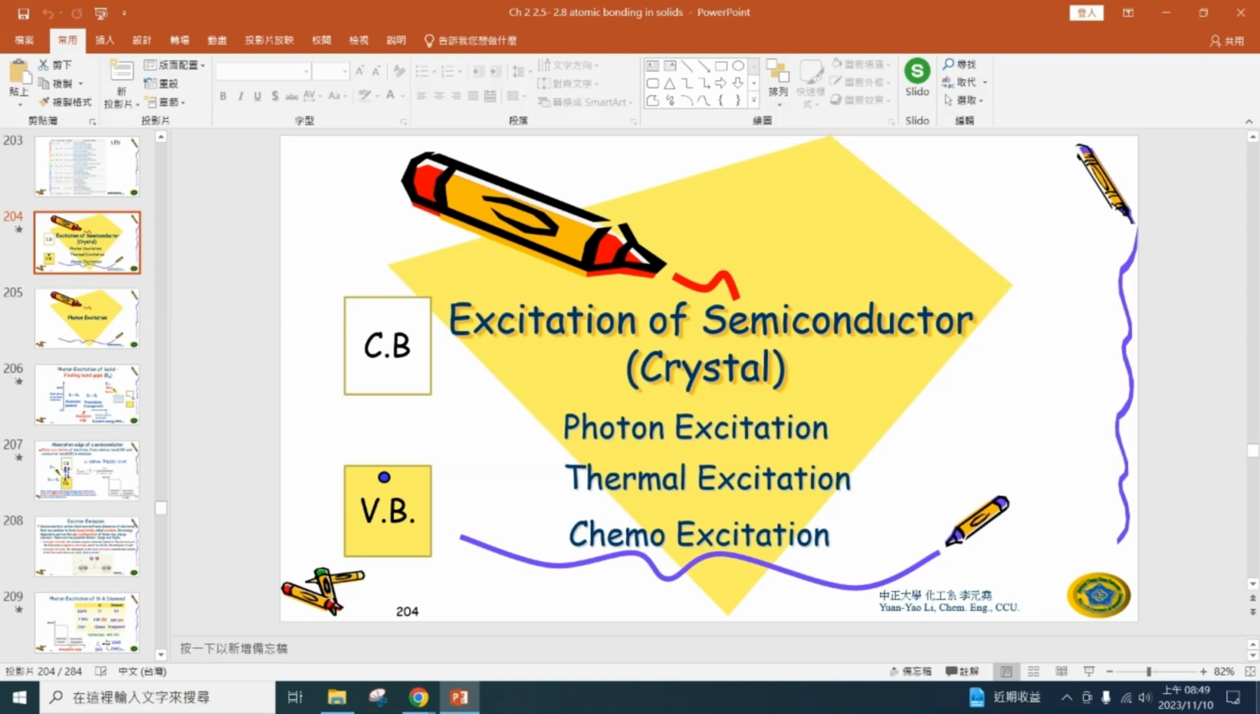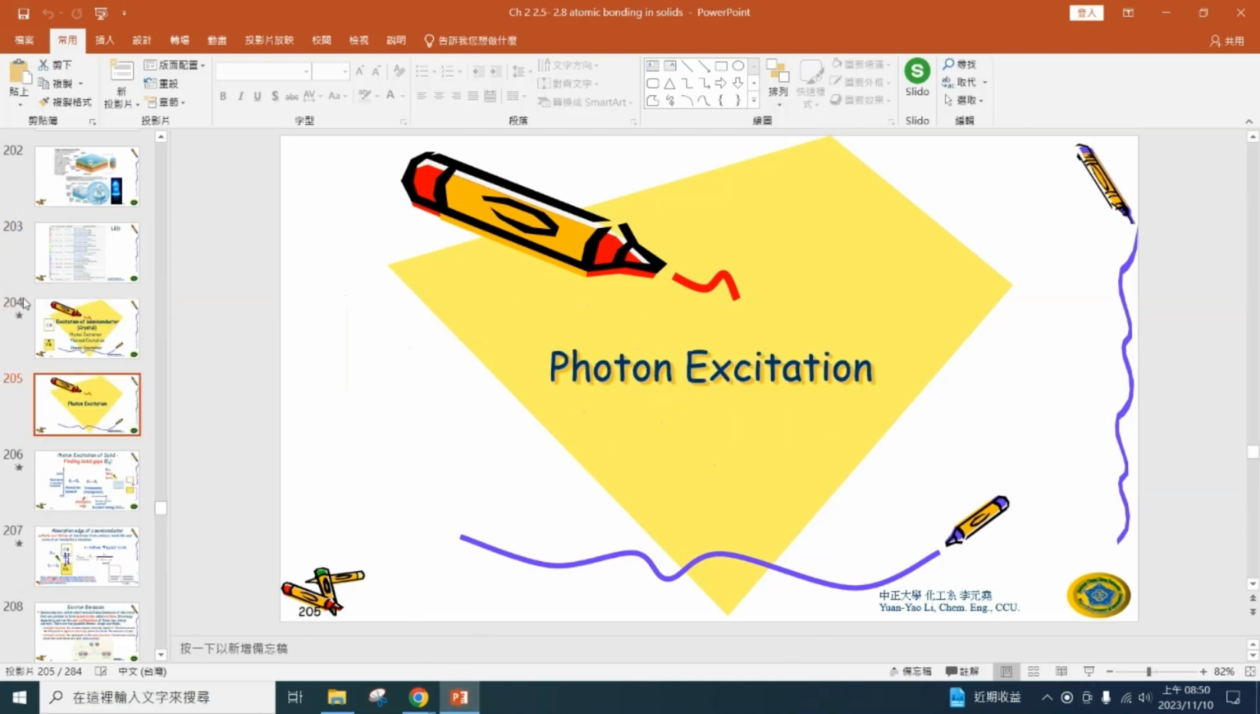The first one is called photon excitation. That's what we learned on Wednesday. And the second one is thermal excitation. We use thermal energy to excite the semiconductor to let it work. And the third one is called chemoexcitation. This is what we are going to learn today. We use a chemical method to make the semiconductor work. Okay, so I think we all know this.